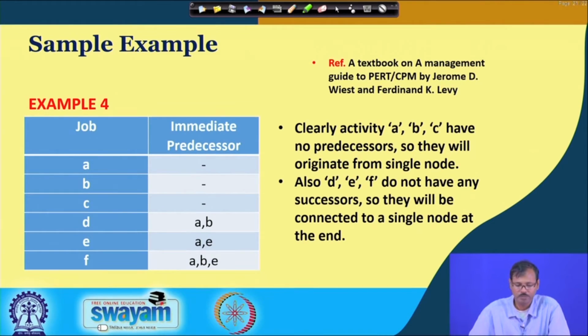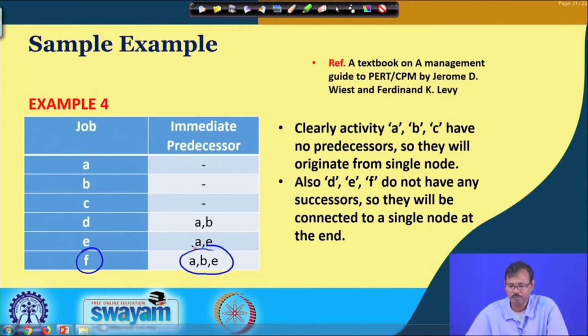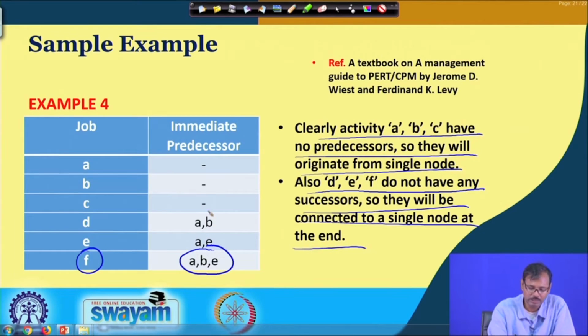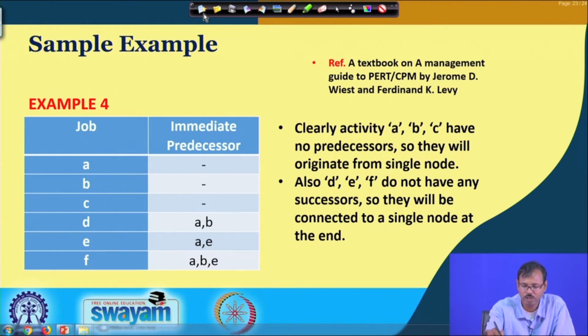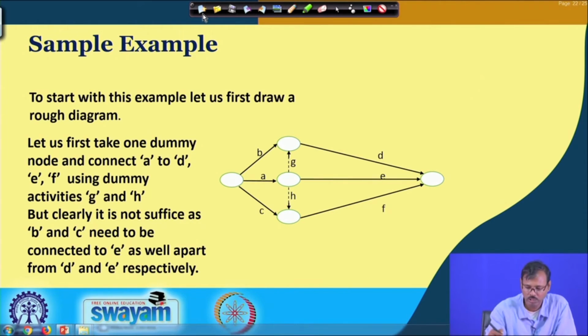So, let us see another example in which we are just extending this one. Now, we are having another job F, it is not a dummy job now, and these are the predecessors F is having. So, clearly activity A, B, C have no predecessors, you can immediately draw this from the starting node, but D, E, F do not have any successors. So, they are all connected in the single node in the end. That means their precedence must be followed with given dummy jobs presented suitably as it is represented in this diagram.